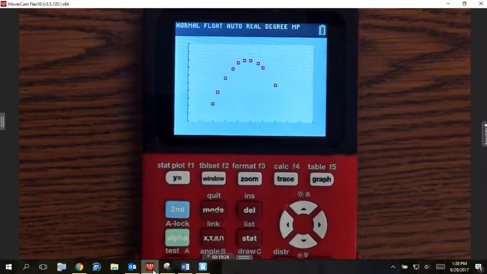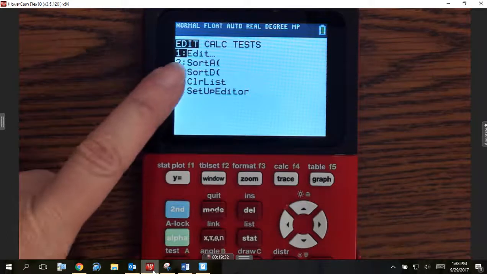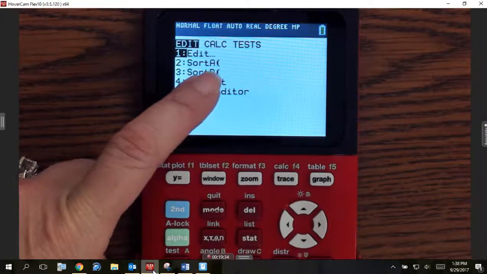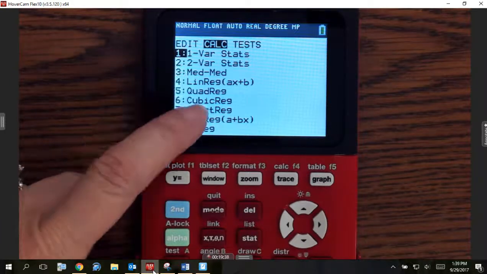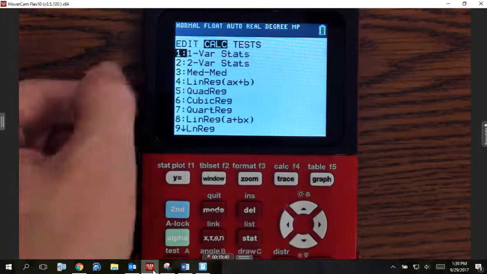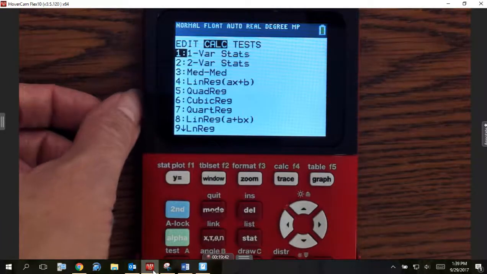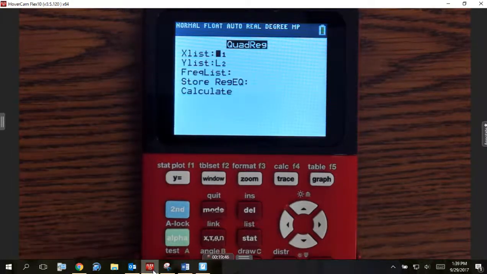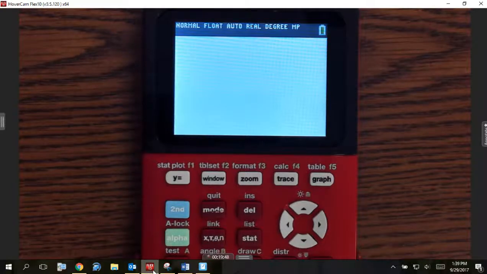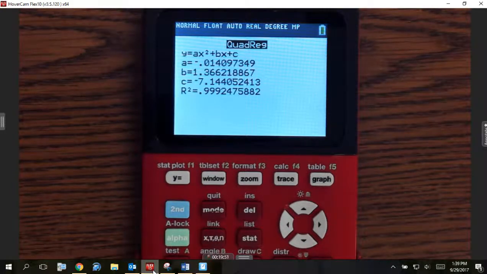We've only done linear regression before. Now we're going to do quadratic regression. So let's go over how we do the regression. We go stat. This time we go calculate. And look at our choices. Is there a quadratic regression choice? Yeah, number 5. So once you get quadratic regression, hit enter until it tells you the quadratic regression.